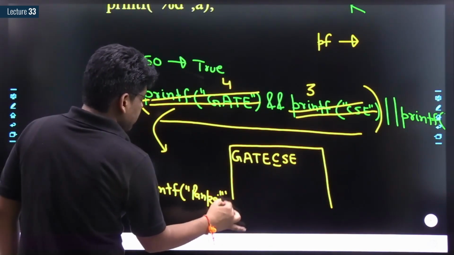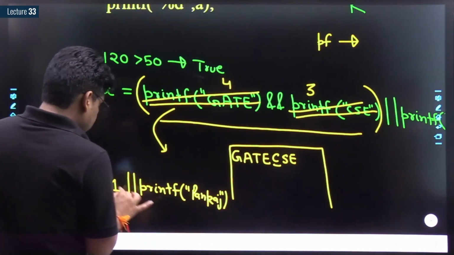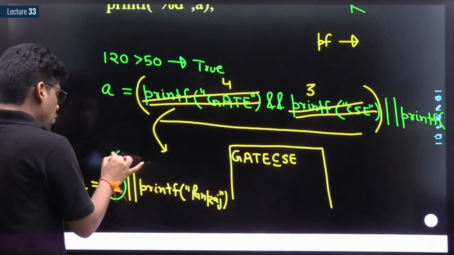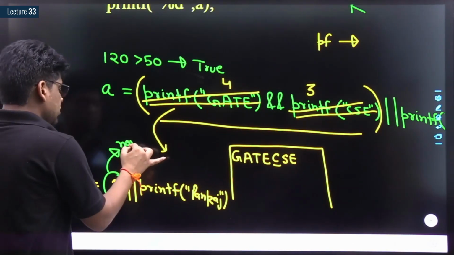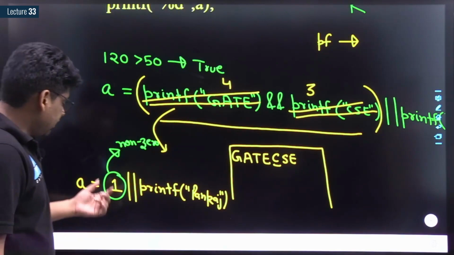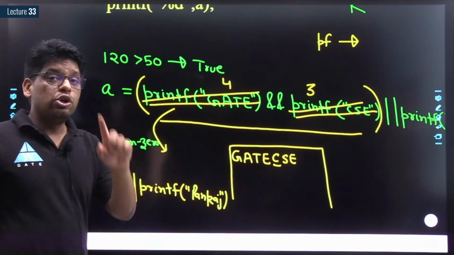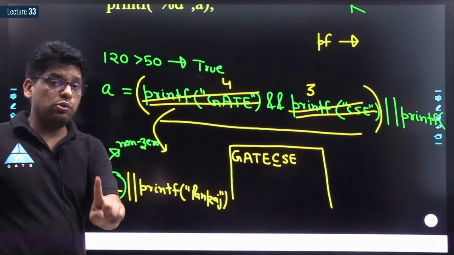Now, for revision purpose, just use this question. Sir, in case of logical OR, if the first operand is non-zero, will the compiler ever go to this? No, sir. Short circuit evaluation.